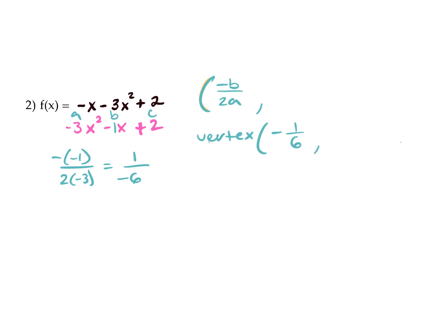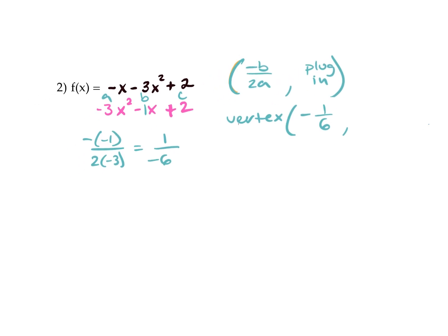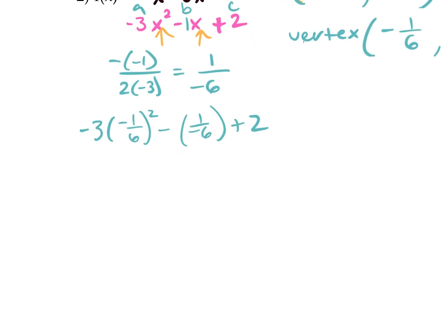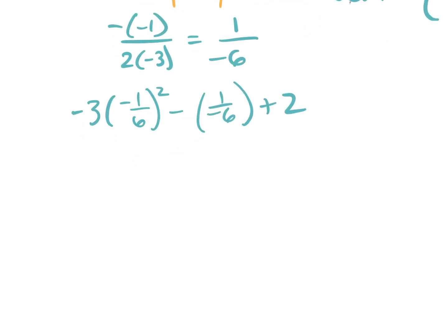How do we find the y value? Plug it in. So we're going to plug in the x to find the y. So in my x's, I'm going to plug in negative 1 over 6. So negative 3 times negative 1 over 6 squared minus 1 over negative 6 plus 2. Be careful with the math here. Make sure you follow your order of operations. Negative 1 over 6, we have to square it first, so it would be 1 over 36. This turns into plus 1 over 6 plus 2.